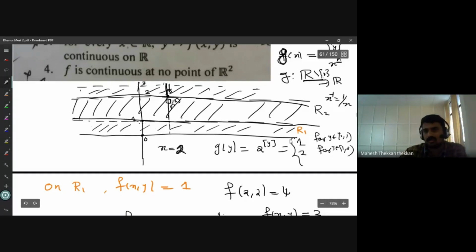So this function is not continuous. At 1 it is not continuous. Here it is 1 and here it is 2. So at 1 the function is discontinuous. Is that clear?